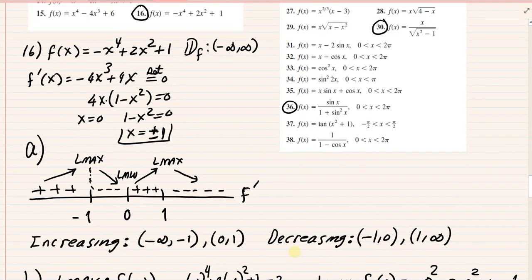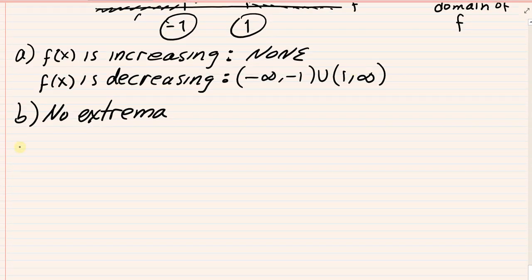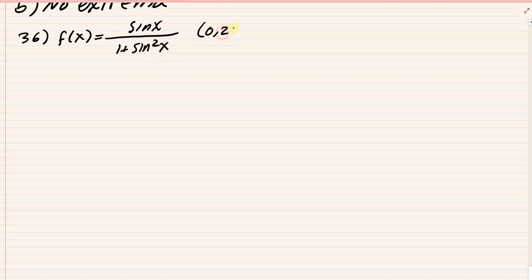So let's take a look at exercise number 36, a trig function. Sine x over 1 plus sine squared x from 0 to 2 pi, endpoints not included. So again we have f of x equal to sine x divided by 1 plus sine squared x over the interval from 0 to 2 pi. Okay, we need to find the derivative first of all. F prime of x is.